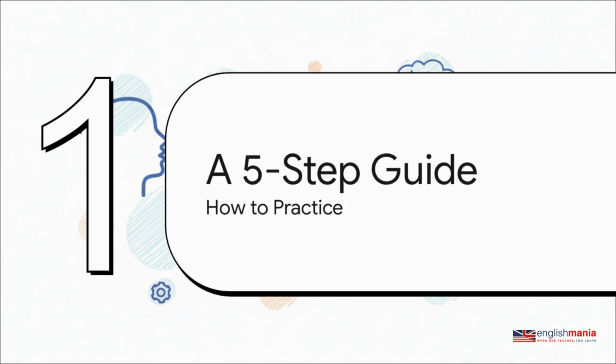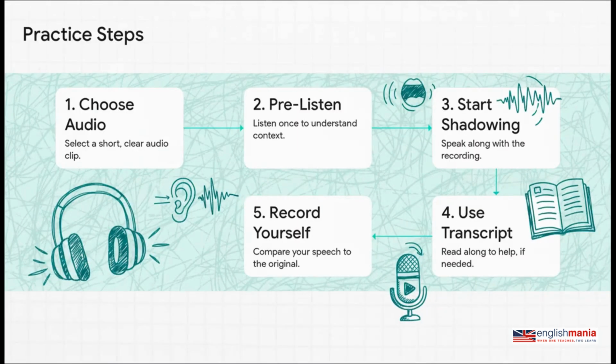Okay, so you get why it works. Now, let's get practical. How do you actually do it? Here's a super simple 5-step guide you can start using literally today. Honestly, the process couldn't be more straightforward. First, you're going to choose your audio. Then, give it a quick listen, just to get the gist of it. After that, you just dive in and start shadowing. Using a transcript can be a huge help at the beginning. And finally, and this is a great one, record yourself so you can actually hear your progress.